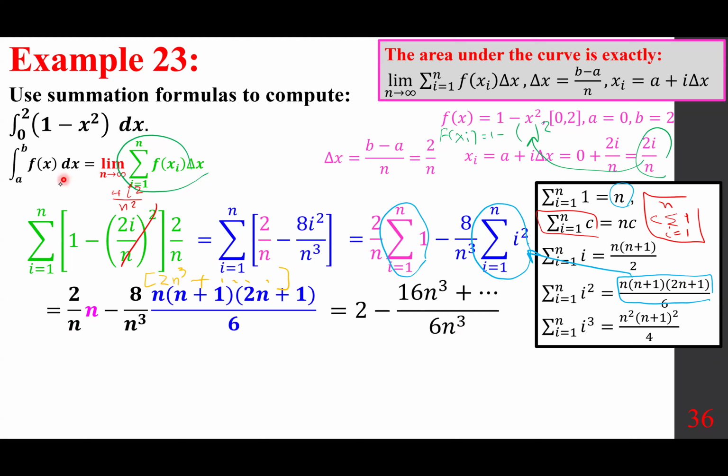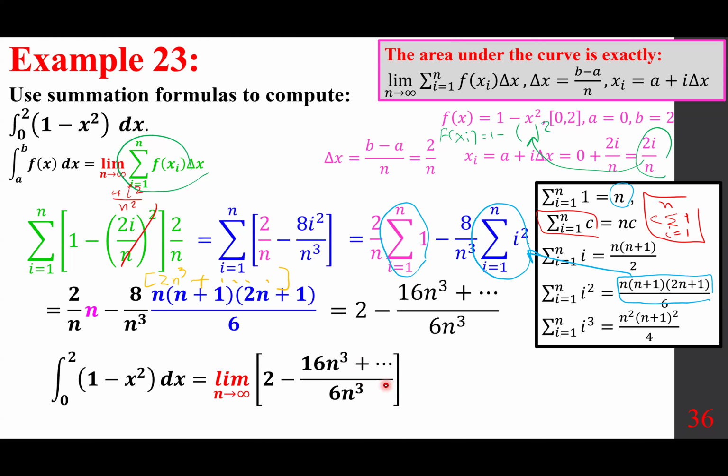So this integral is the limit of what you see here. And if you recall, when you have a rational function, if the degree of the numerator and the denominator is the same, it's just the leading coefficient. So this becomes 16 over 6. So the answer is 2 minus 16 over 6. Two is 12 over 6. The answer is minus 4 over 6, which simplifies to negative 2/3 as the final answer, everybody.